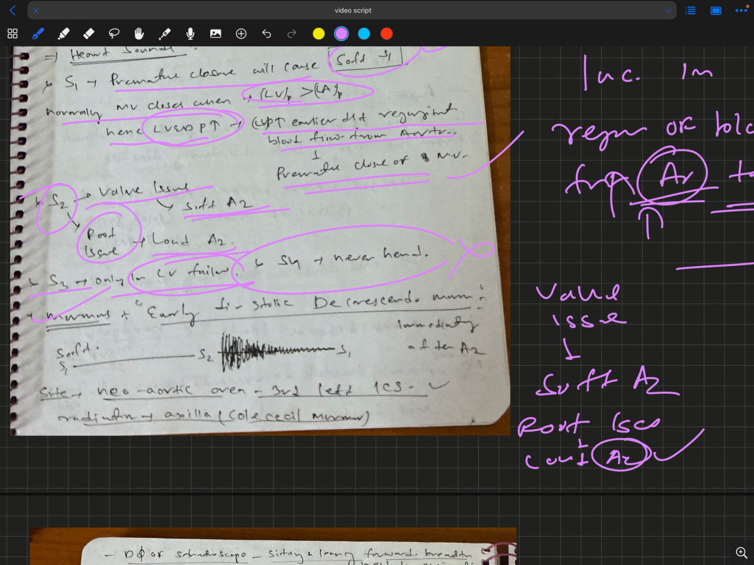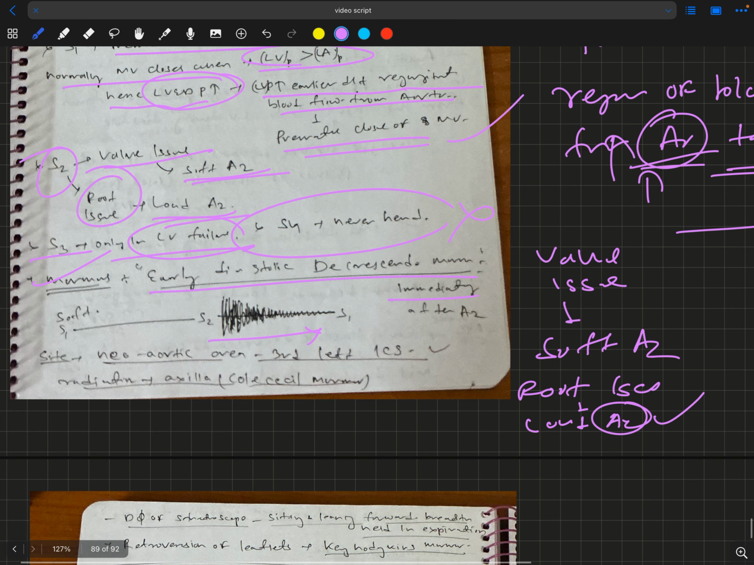The murmur is an early diastolic decrescendo murmur. So it is a diastolic murmur, early diastolic, beginning early in diastole, and it is decrescendo, the amplitude is decreasing. Immediately after A2, the murmur is starting. It is best heard in the new aortic area, the third left intercostal space. Radiation to the axilla is called Cholecystral murmur. So this AR murmur is based on the new aortic area.